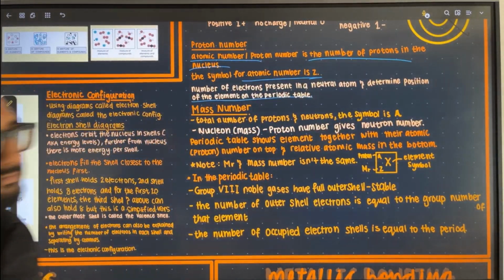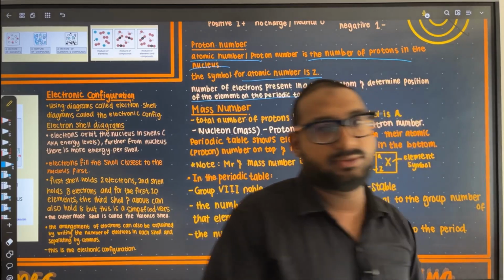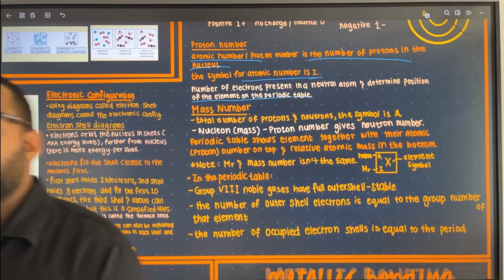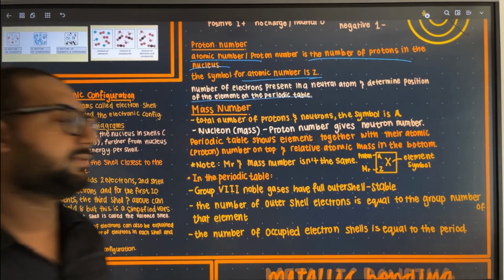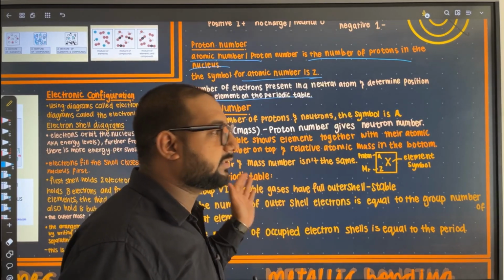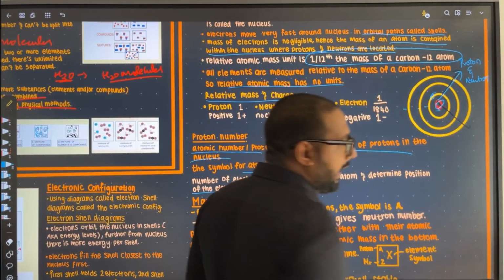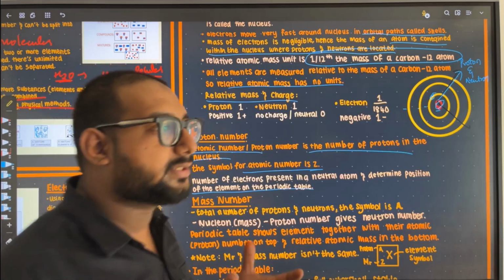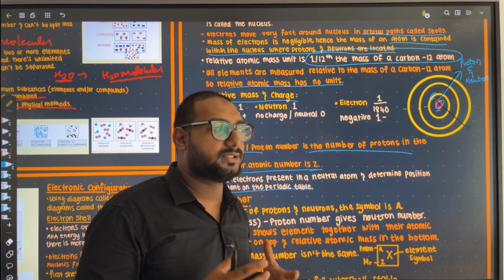Now coming to mass number. Mass number is the sum of protons and neutrons. Okay. So ये जो mass number है, as you can see, it is the sum of protons and neutrons. It is the nucleus, right? As I said कि जो nucleus है, nucleus consists of the mass of the atom. The mass of the atom is because of the nucleus.